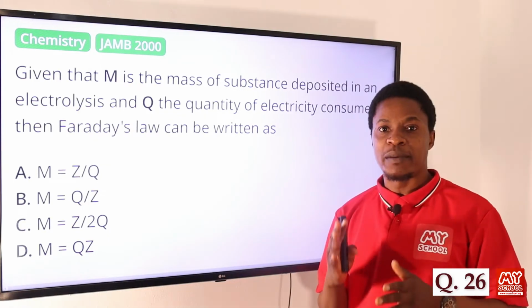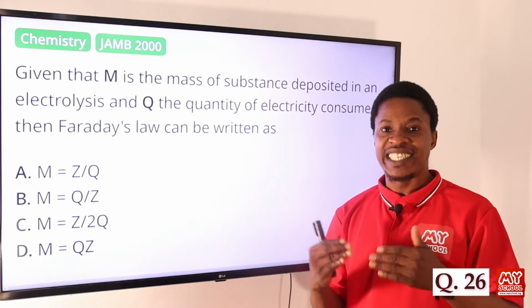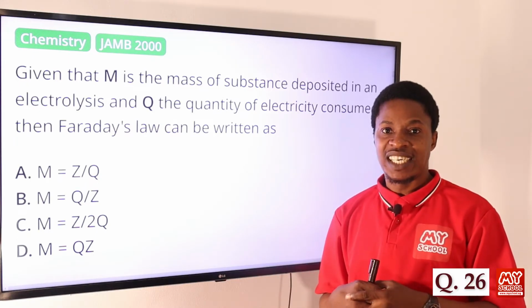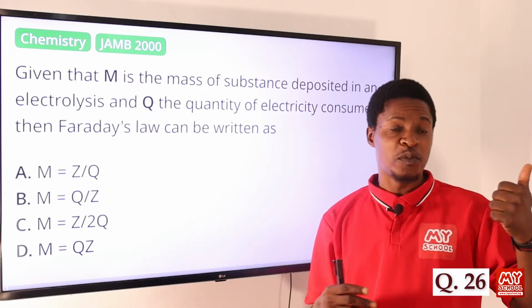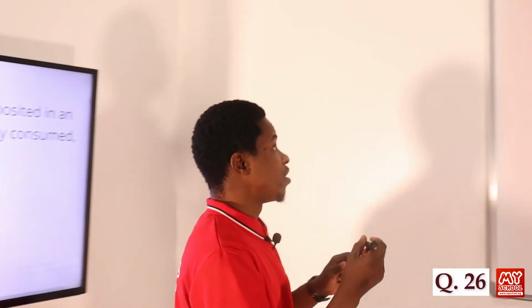The mass of a substance is directly proportional to the charge, that is, the electricity that is passing through. It is directly proportional to charge. Let's move to the board and see what happens.